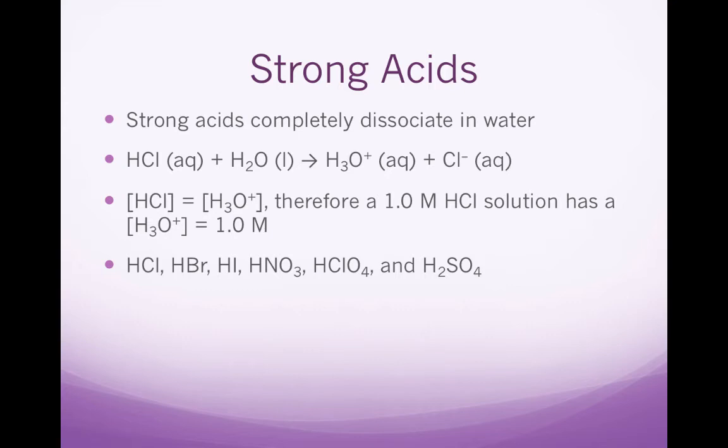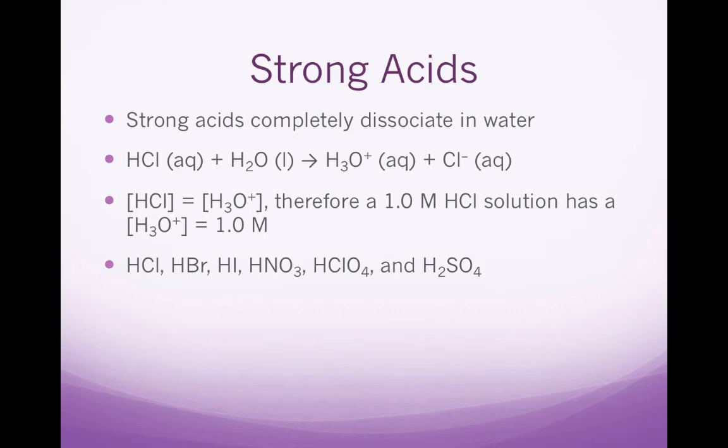So in strong acids, because 100% of this is reacted to make this, we know that our HCl concentration equals our hydronium ion concentration. We have a 1-to-1 stoichiometry. So therefore, if I have a 1 molar HCl solution, I know that I have a 1 molar H3O plus solution, and this is really helpful. So the strong acids are hydrochloric acid, hydrobromic acid, hydroiodic acid, nitric acid, perchloric acid, and sulfuric acid. You need to know these.